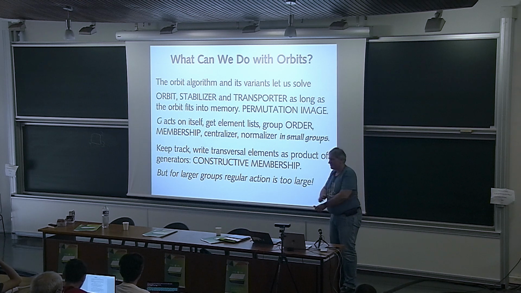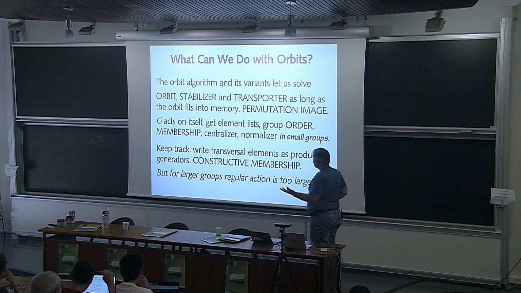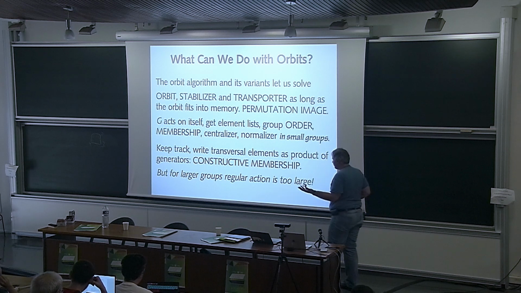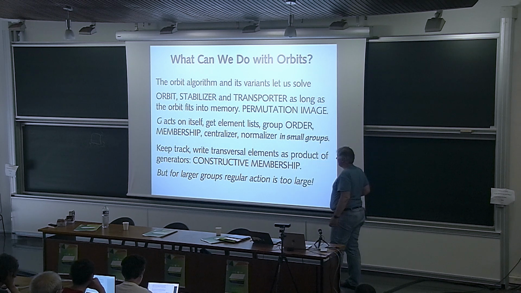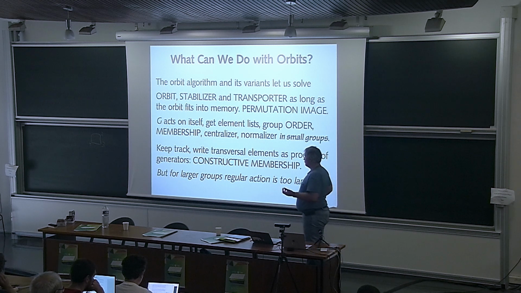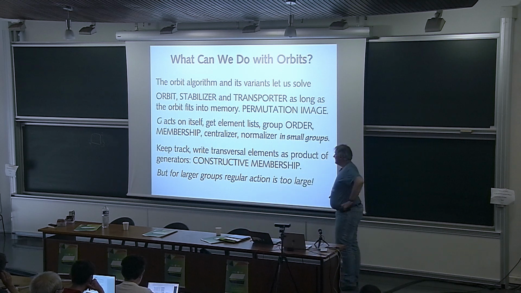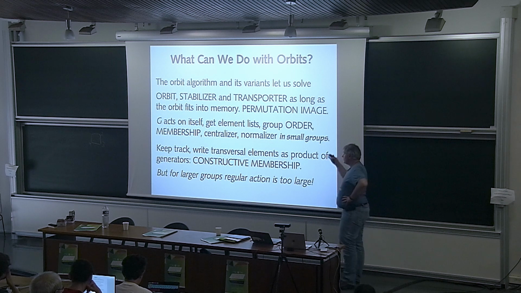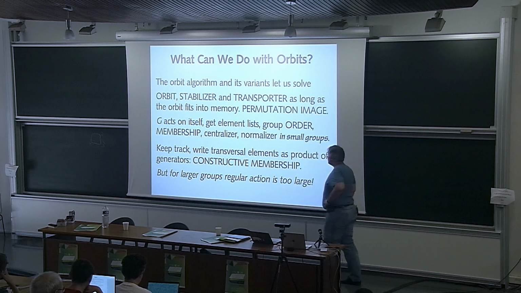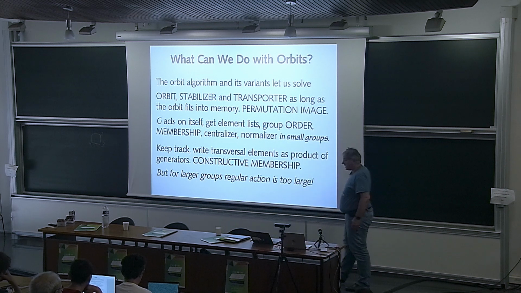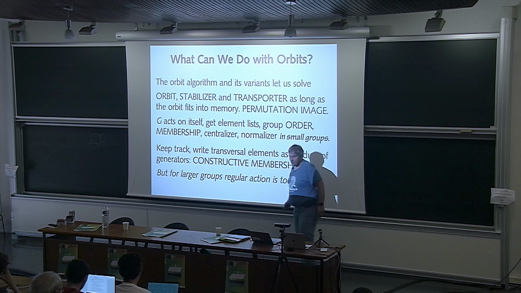That's why there is a brief repetition of what we've just seen. We can calculate the orbit of a point, stabilizer of a point, transporter elements, as long as the orbit fits into memory. We can calculate the permutation image of a group if a group acts on itself by right multiplication. We get the list of elements of the group. That way we could calculate the order of a group. We could test whether an element is in the group as long as it is not too big. If we take the action on its elements or its subgroups by conjugation, we get stabilizers or centralizers or normalizers.